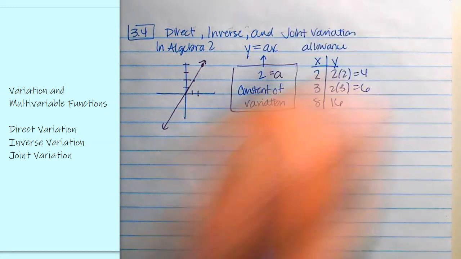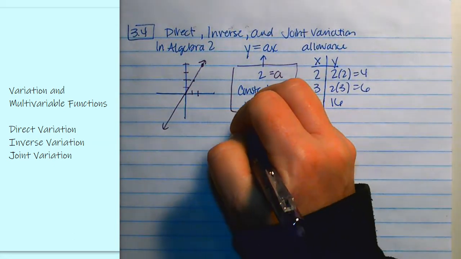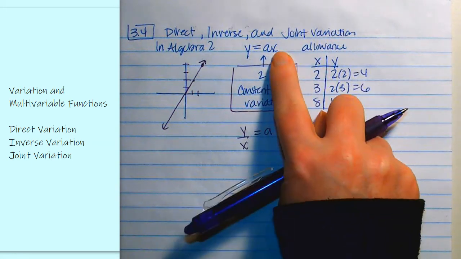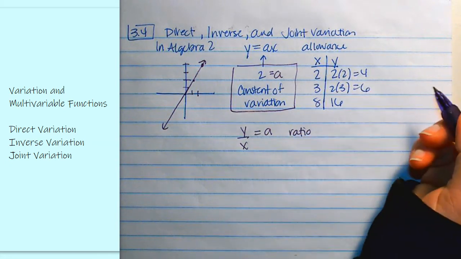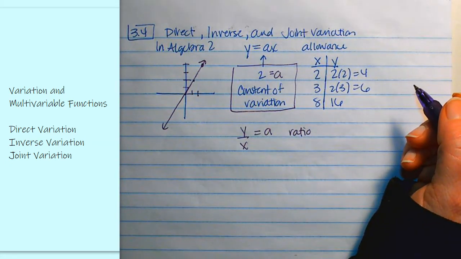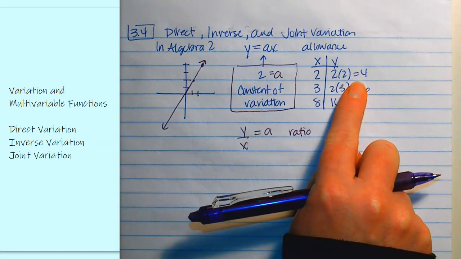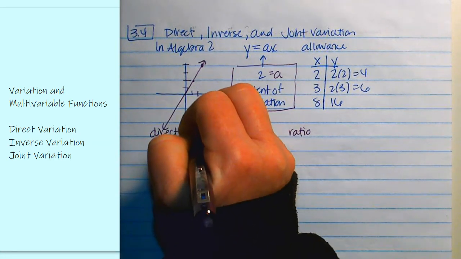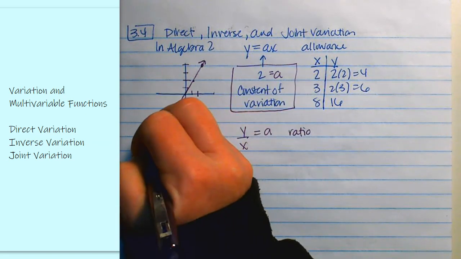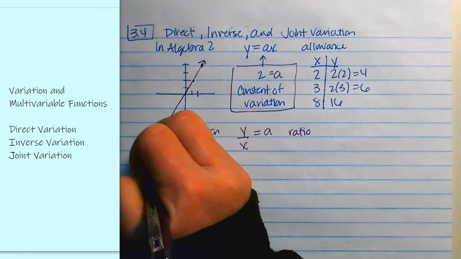So proportionality goes into this. You can also look at it as y over x equals a. If you divide both sides by x, you would have this as a ratio, and that is a big part of these problems as well. So we're going to take this to the next level this year with direct, inverse, and joint variation. We're going to look at direct variation, which means that as one gets bigger, the other one gets bigger. So this is an example of direct variation. As x gets bigger, y also gets bigger.